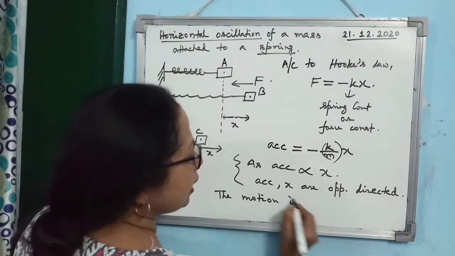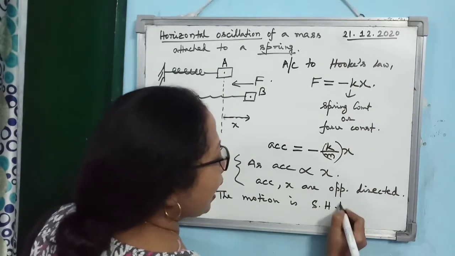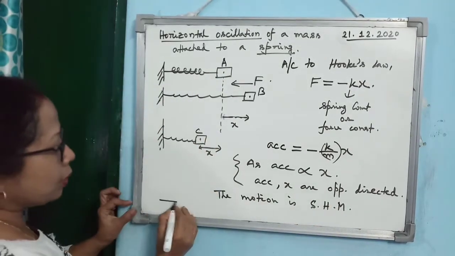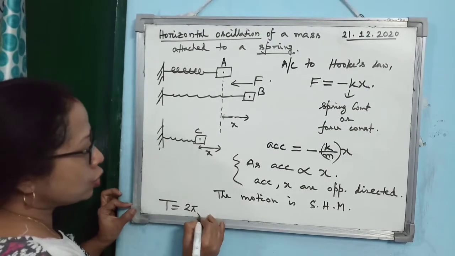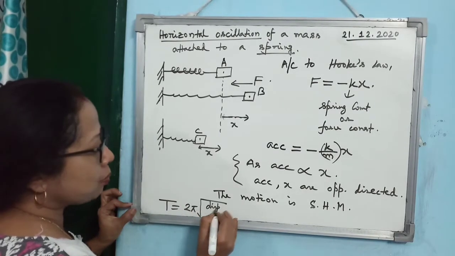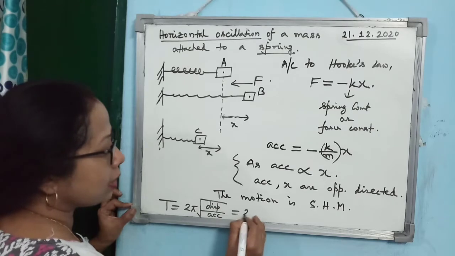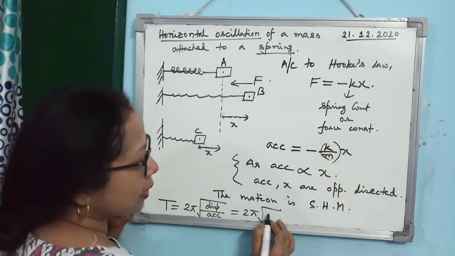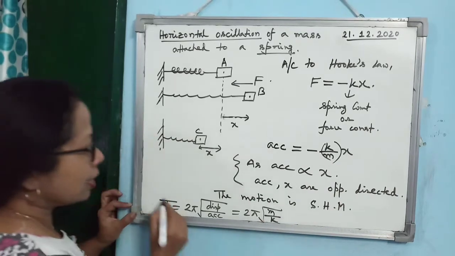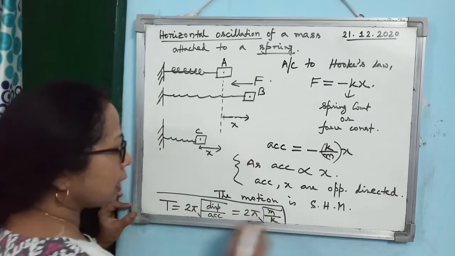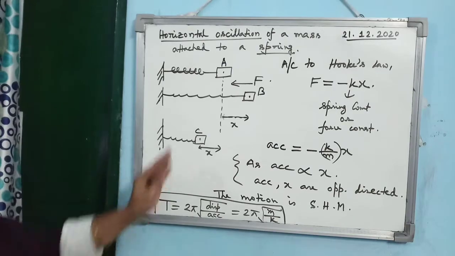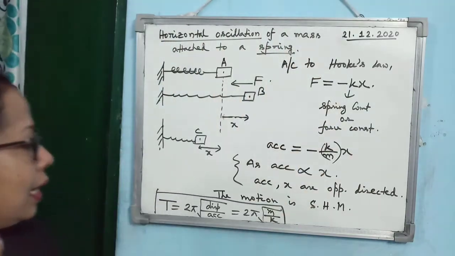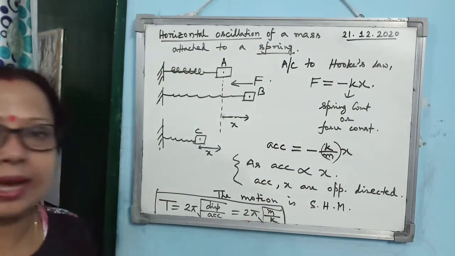The motion is SHM, and as it is SHM, what will be the time period? 2 pi under root displacement upon acceleration. In this relation, x by acceleration will be m by k. So what is the time period of oscillation of the mass when it is oscillating horizontally? It is given by 2 pi under root m by k.